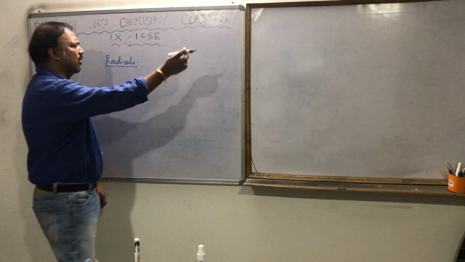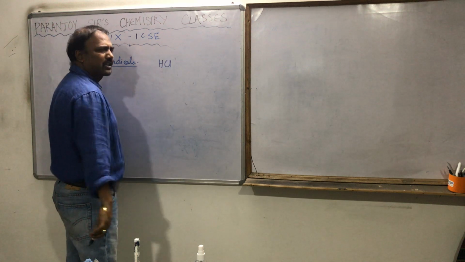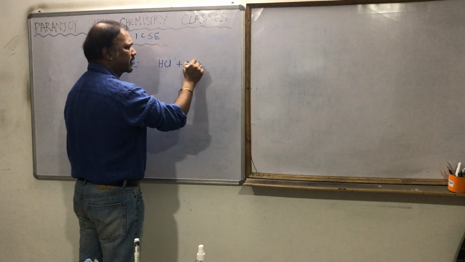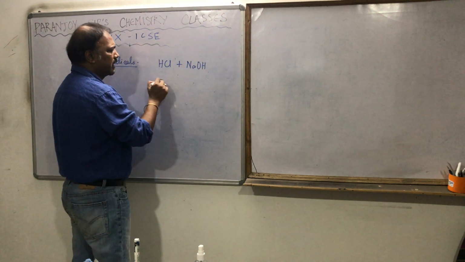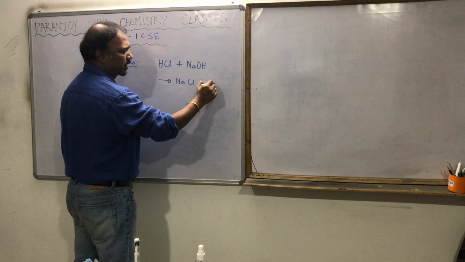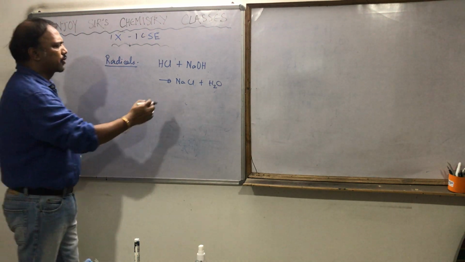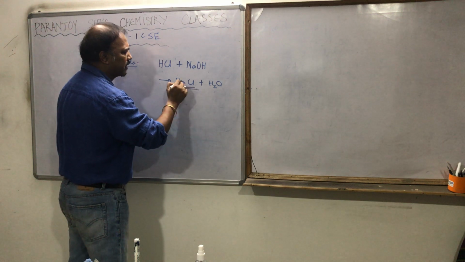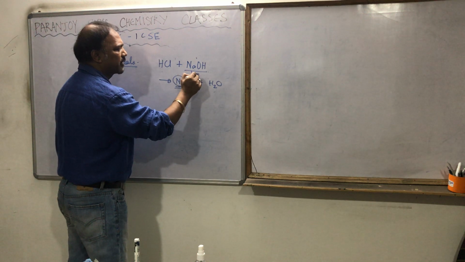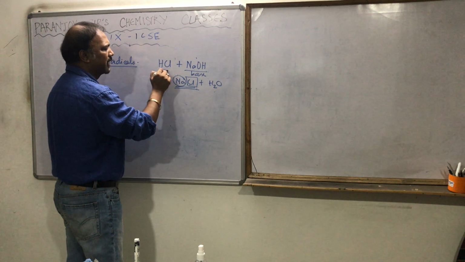For example, all of you know this reaction, that is why I am writing it. HCl, that's hydrochloric acid, plus sodium hydroxide, NaOH. If it reacts, it is going to produce NaCl, sodium chloride, plus water. That is the reaction we know. Now in sodium chloride, sodium is coming from where? Sodium is coming from the base. And chlorine is coming from where? Chlorine is coming from the acid.